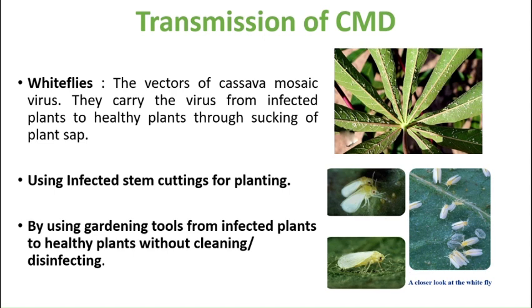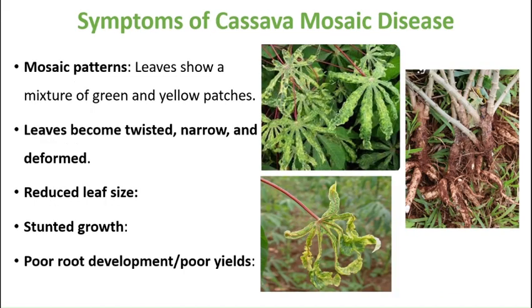Thirdly, we can easily transmit this disease from one infected plant to a healthy one using garden tools, especially if they are not properly cleaned or disinfected. So let's be careful whenever we are working. Remember to disinfect your working tools, especially if you are working in a field where some plants are already attacked by cassava mosaic disease. Next are the symptoms of cassava mosaic disease.